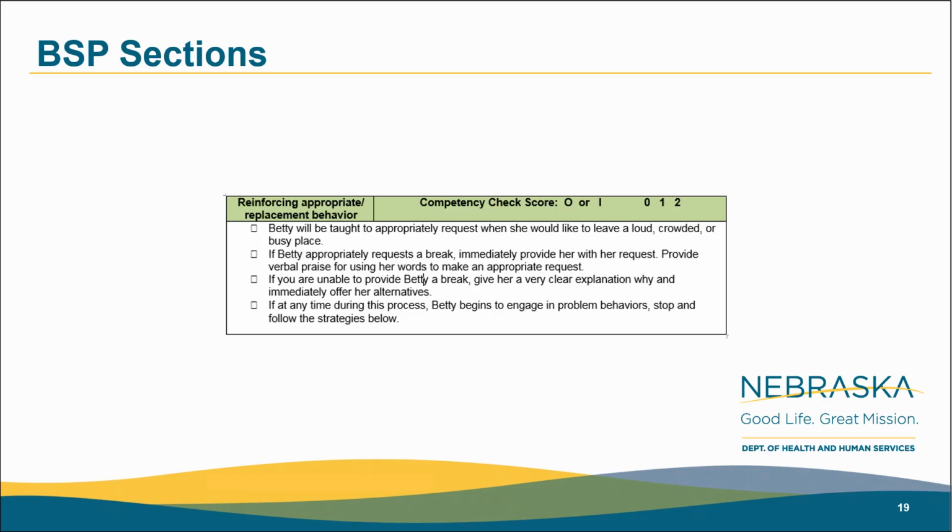In this section, we'll also find strategies to reinforce appropriate or replacement behavior when it does occur. In Betty's case, remember that the replacement behavior is appropriate requests for escape. Therefore, when she asks for a break appropriately, she should be given a short break immediately, if that is appropriate to the situation. If there is some reason she cannot be given a break at that exact moment, explain to her why you cannot honor her request at that time, and offer her alternatives until such time as you can honor her original request.